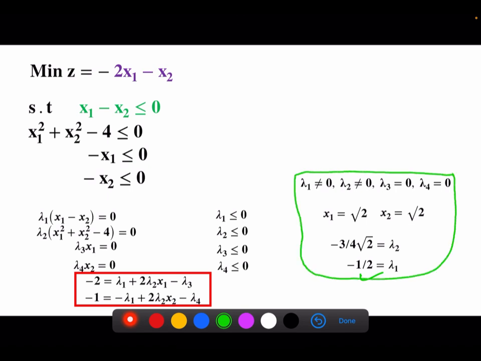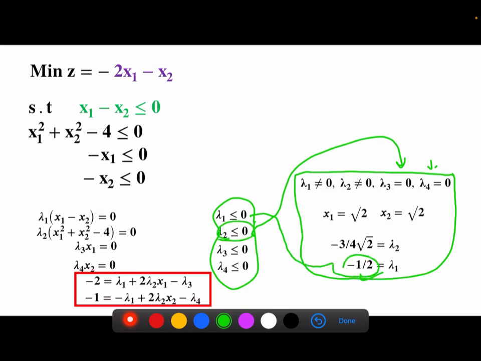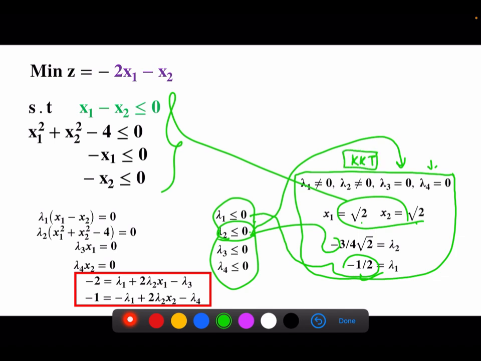This is a point that is satisfying each and every constraint. The lambdas had to be non-positive, so lambda 3 is 0, non-positive, lambda 4 is 0, non-positive, lambda 1 is minus half, so non-positive. Lambda 2 is non-positive, it is minus 3 by 4 root 2. So all the conditions on the lambdas are satisfied. x1 is root 2, x2 is root 2 satisfies all these 4 constraints. So this is a KKT point, and this point is also sufficient, meaning this point becomes the global minima.